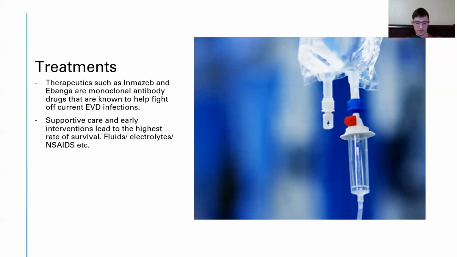So for treatments, we have two main things when it comes to monoclonal antibodies and then supportive care. So for therapeutics, there's two approved drugs. There's Inmazeb and Ebanga. So the first drug, Inmazeb, was approved in October 2020. It is a combination of 3 monoclonal antibodies. The second drug is Ebanga, and it's a single monoclonal antibody, and it was approved in December 2020.